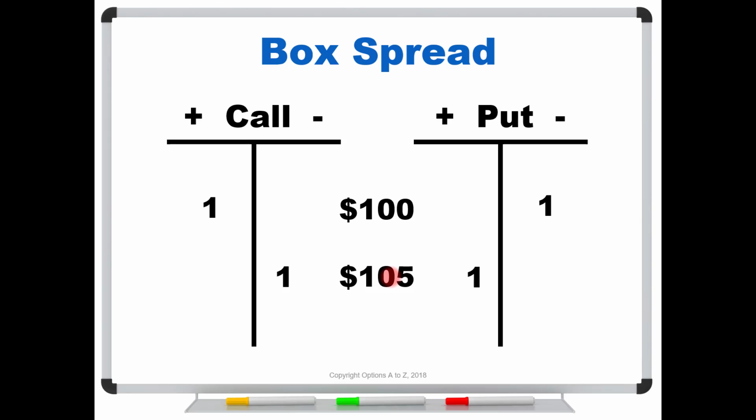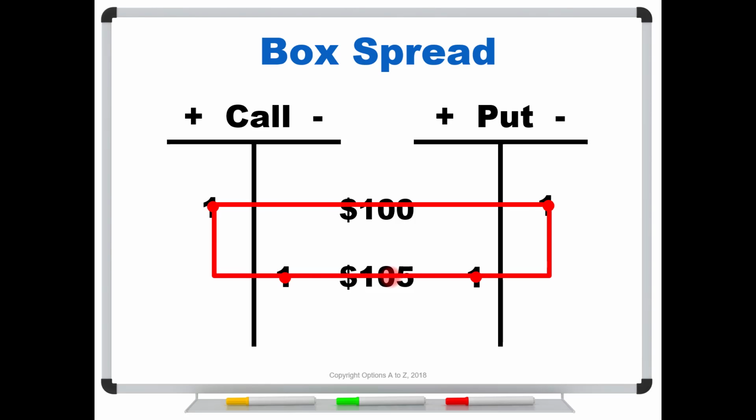Now, as a side note, as I mentioned in that previous video, the reason it's called a box spread is for the way it's laid out like this in your broker's platform. Those quotes, if you connect them, form a box. I know, not the most creative name, but that's where the strategy name comes from. That's why it's called a box spread.